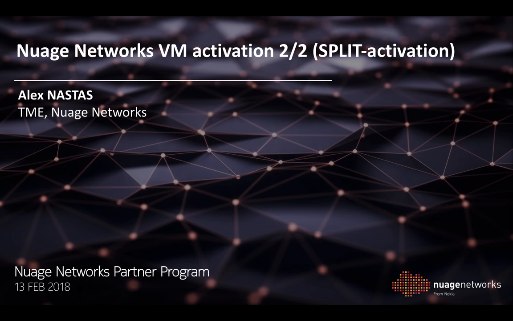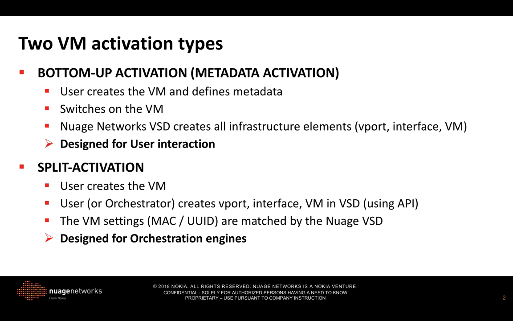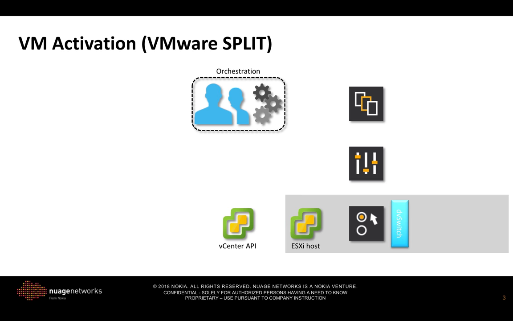We have seen in the previous demo that there are two VM activation modes used by the Nuage Networks VSP. Bottom-up activation based on the metadata, mainly used by users, and split activation mode, which requires some interaction with an API and is mostly used by the orchestration engines. This video will focus on the split activation approach.